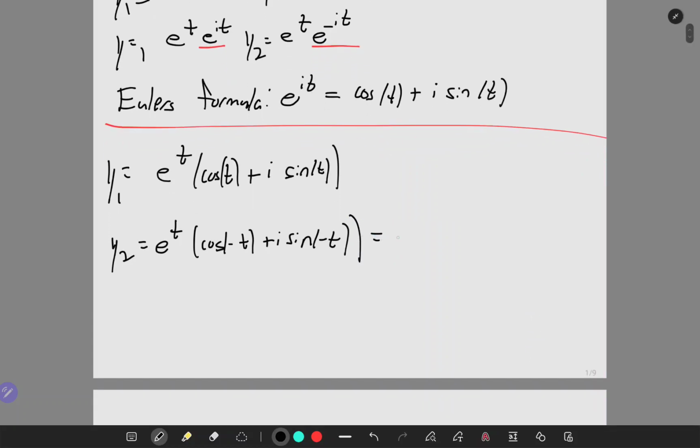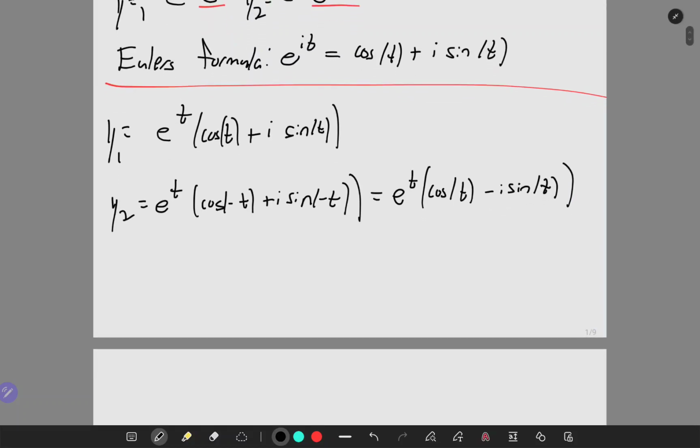Now this can be rewritten, right? Remember, if you think back to trig or pre-calc, cosine is an even function. So this can be rewritten as cosine of t. And this can be rewritten, the negative will come out, this is minus i sine of t.